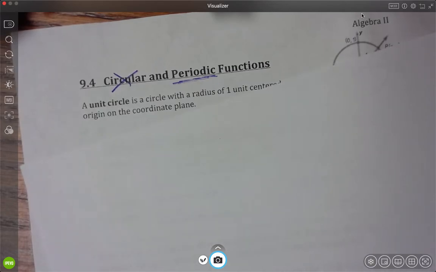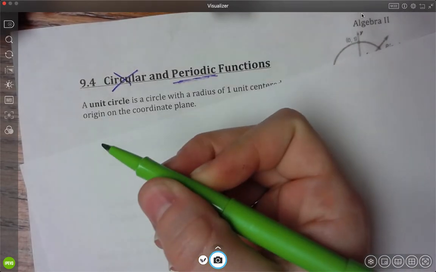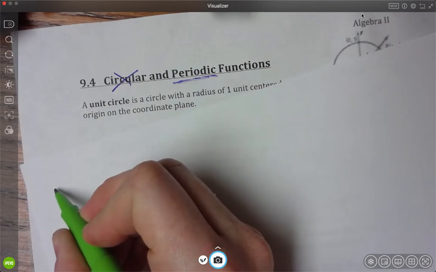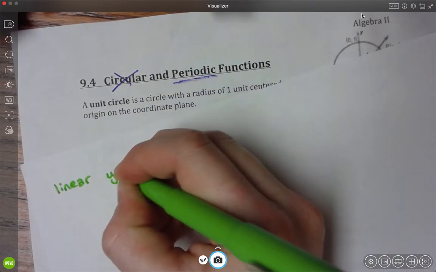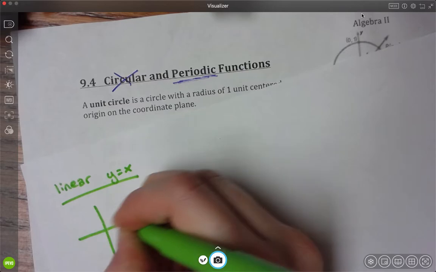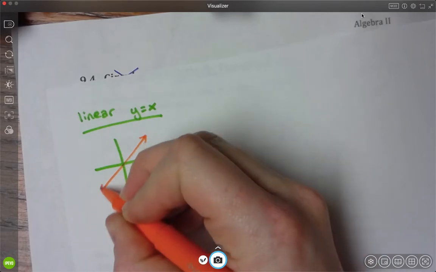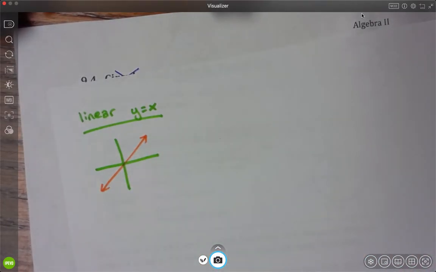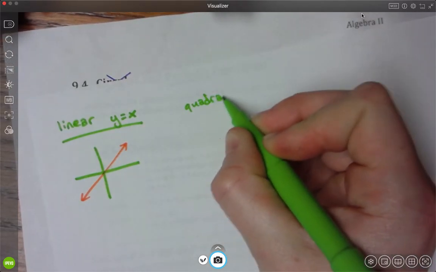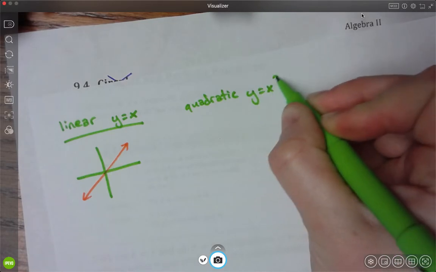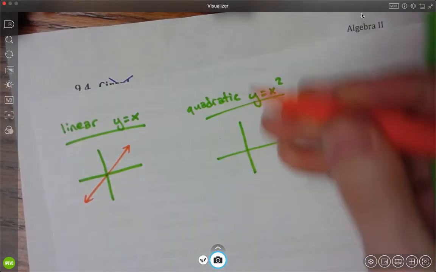In algebra, basically the main thing that I want you guys to get out of algebra is the different types of functions that we deal with and what they look like when you graph them. So a linear function, or a function like y equals x, will look like a straight line. Now it may be slanted a little bit more or flattened out, but it will look like a line. A quadratic function, or y equals x squared, will look like a parabola.